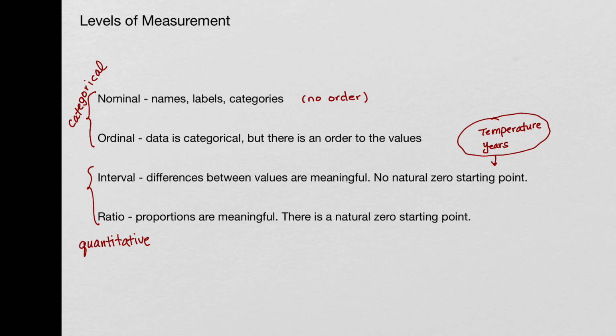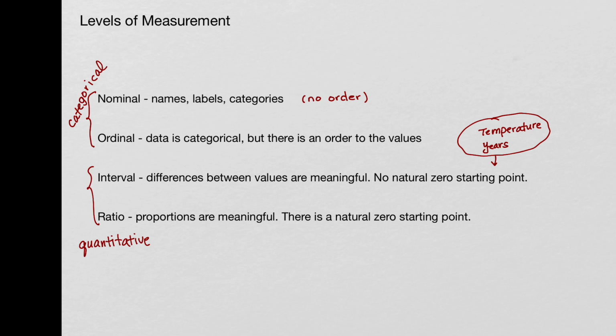Other than that, you're really not going to see very much interval. So if you are guessing and you know that the data is quantitative, it's better to guess that it's ratio. It's much more likely to be ratio than interval. There's a lot more examples of ratio. At the ratio level, proportions are meaningful. There is a natural 0 starting point.